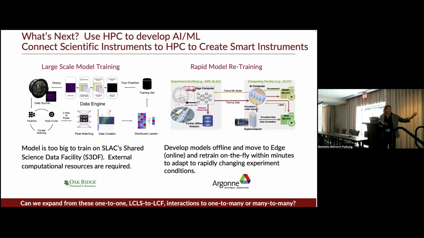So we've tried to stream some of our data out to Oak Ridge and do some training there for the models that are just too big. We also have models that are living at the edge that need to respond to experiment conditions. So our experiments are living, breathing things. Our buildings breathe, literally. When the sun hits the side of the building, it expands.